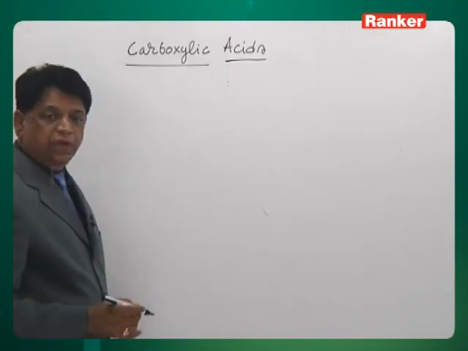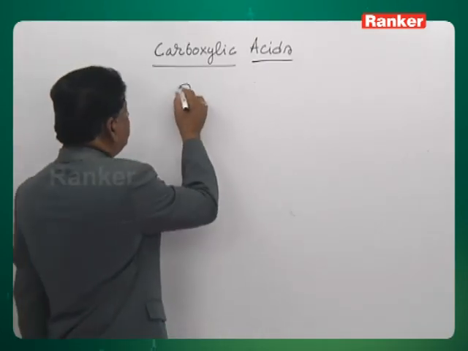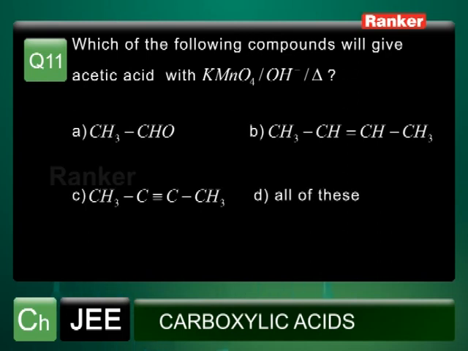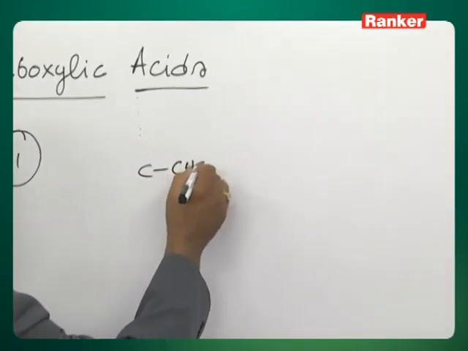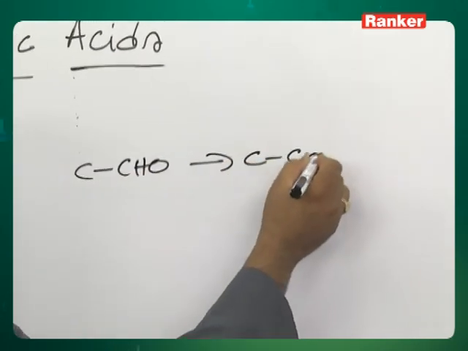Let's go to question number 11. Which of the following compounds will give acetic acid with permanganate in basic medium? So it is an oxidation reaction. Perhaps different compounds are given, and they are asked for the oxidation reaction. So you get acetaldehyde and oxidation gives acetic acid.